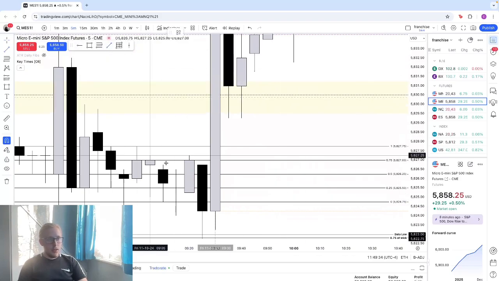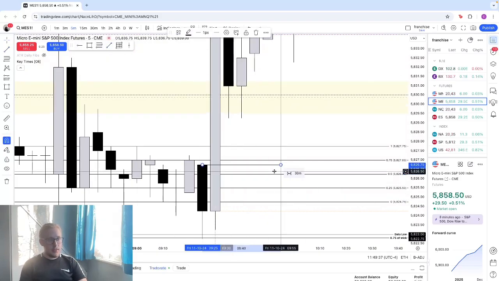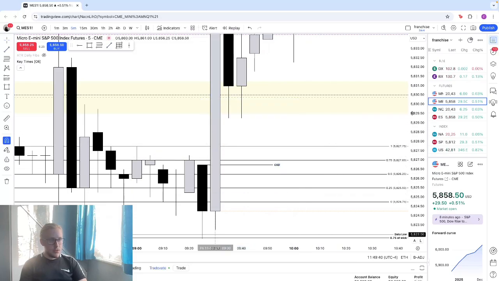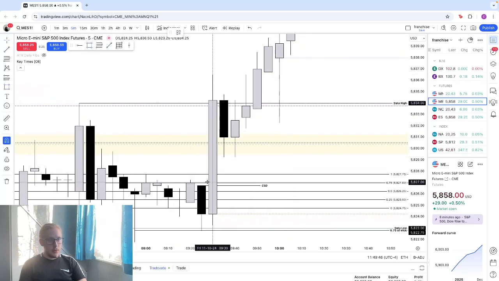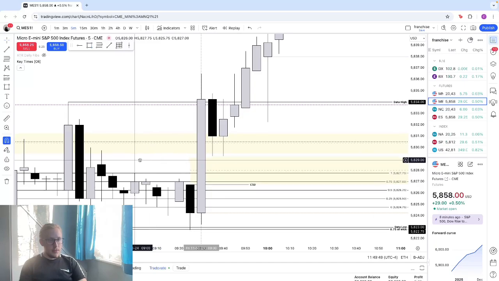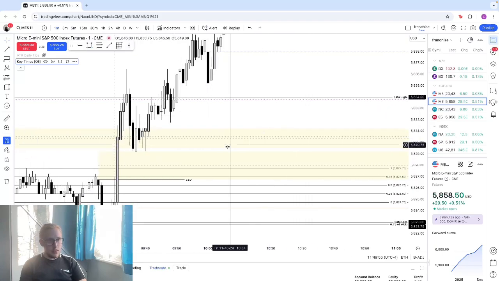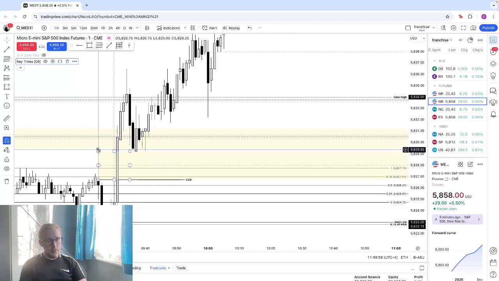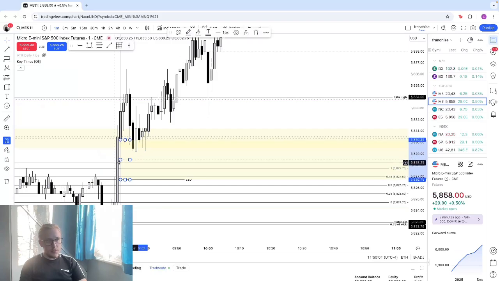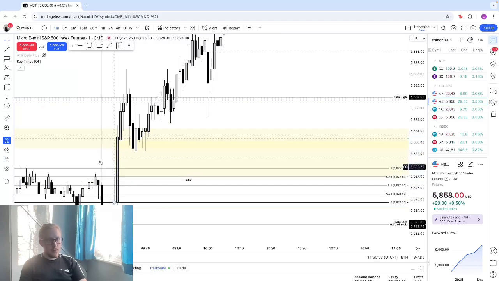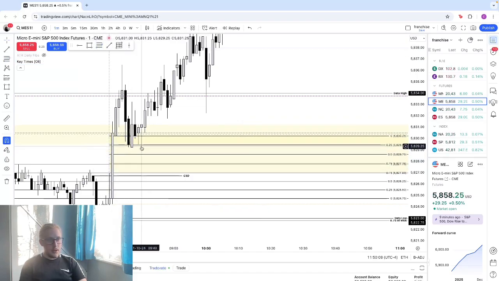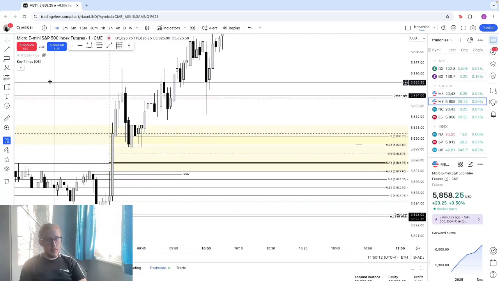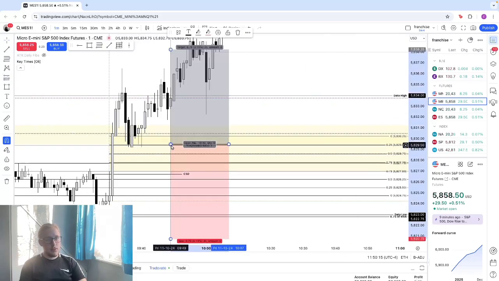Now at 9:30 we get a CSD straight off the rip, and we do have this imbalance. Let's have a look on the 1 minute. Yeah, it's the first fair value gap of 9:30 open. So this would have been a good place to buy from. You can see upper quadrant of that right there. They had entries on here.